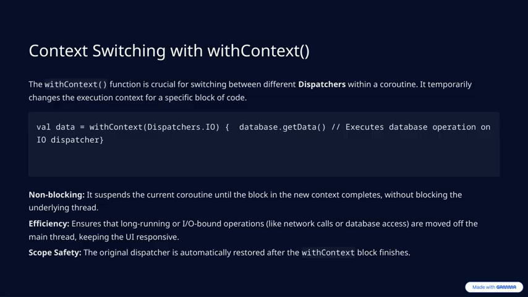What's really important here is that withContext is non-blocking. It suspends the current coroutine, meaning it pauses its work until that block completes, but it doesn't block the thread itself. This keeps our app responsive and smooth. Another key point is efficiency. By moving long-running or I/O-bound tasks, like network calls or database access, off the main thread, we prevent UI freezes. And once the block finishes, withContext automatically restores the original dispatcher, ensuring our scope remains safe and predictable. So, in the big picture, withContext helps us manage threading effectively, keeping our app responsive while performing necessary background operations.